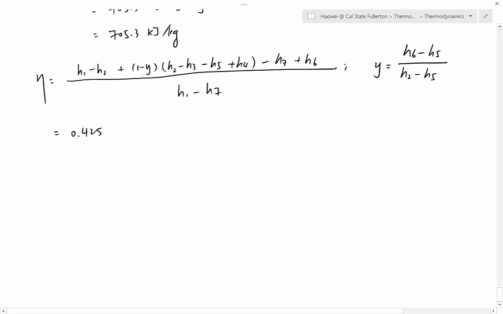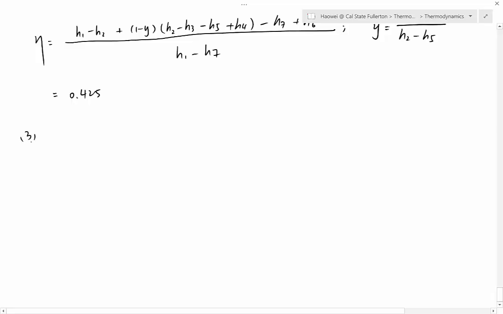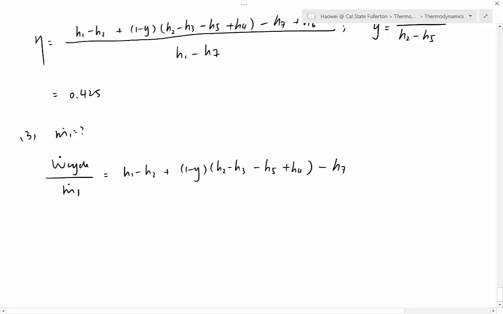Okay, and then we can go to part 3, mass flow rate, m dot 1. How do we look for a mass flow rate? We always do the same thing. We start from W dot cycle over m dot 1, and we derived this equation before. It is h1 minus h2 plus (1 minus y) times (h2 minus h3) minus (h5 plus h4 minus h7 plus h6).